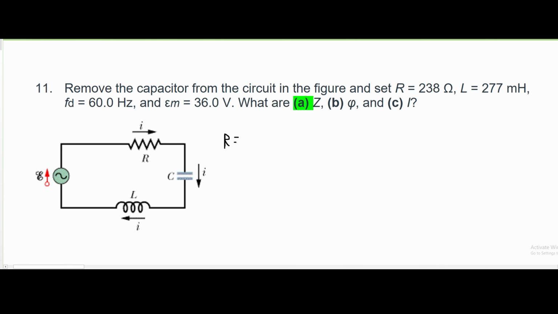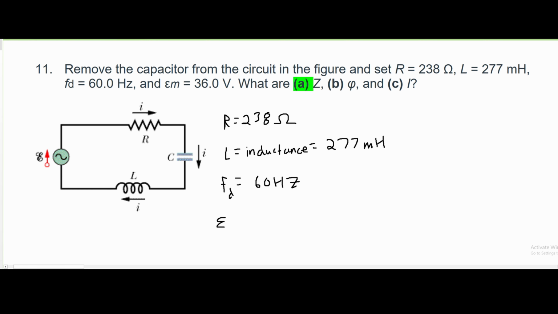First, we have our resistance, which is going to be 238 ohms. We then have our L, which is inductance, which is going to be 277 millihenries. We then have our frequency, which is just going to be 60 hertz. Lastly, we have our alternating EMF, which is 36 volts.